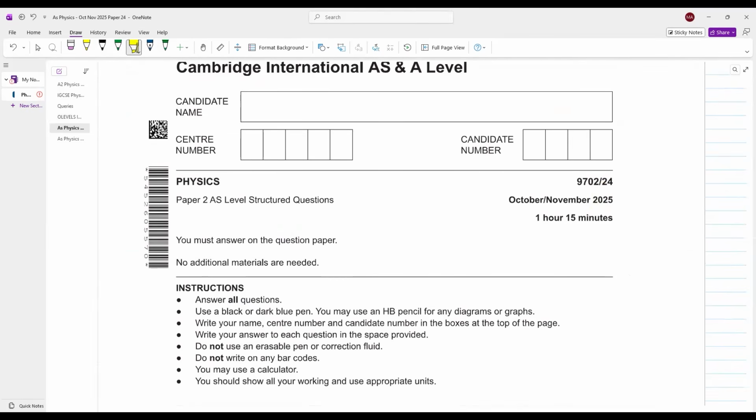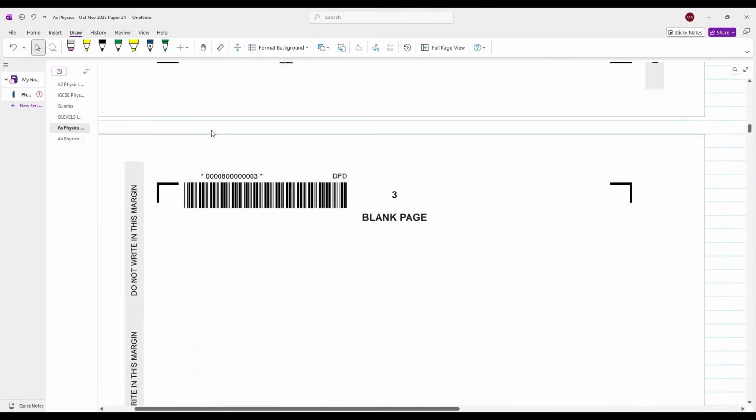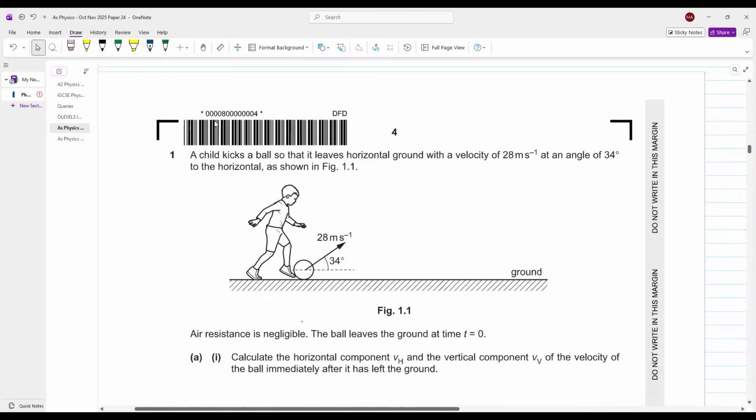Okay, students, let's get started with AS Level Physics, October November 2025, Paper 2, Variant 4. This is a 1 hour 15 minutes paper. This is your AS Physics paper. Now, let's start with this.